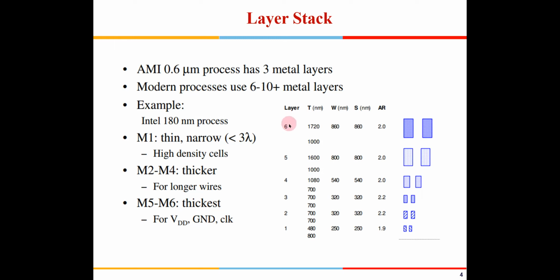Now if you see in this table, this is just for 180 nanometer. For layer 1, the width is around 250 and the thickness is 480 to 800. As you keep coming up to layer 6, the minimum width is 860 and the thickness is also 1720. That is just to cater for higher currents. These are the various metal layers, for 180 nanometer, where there are only 6 metal layers.